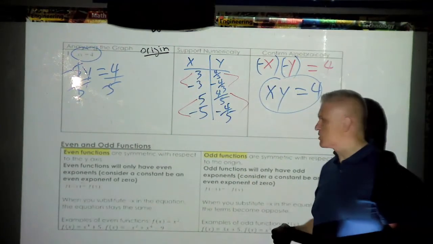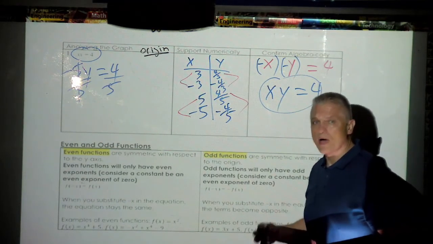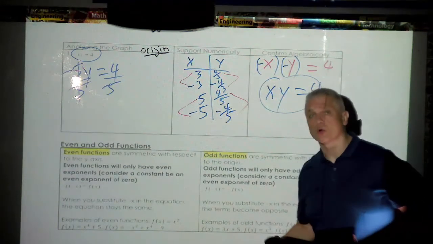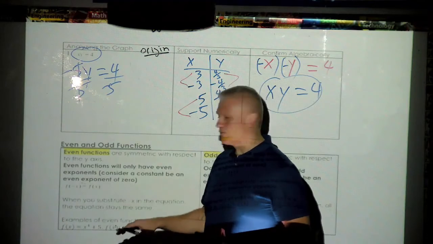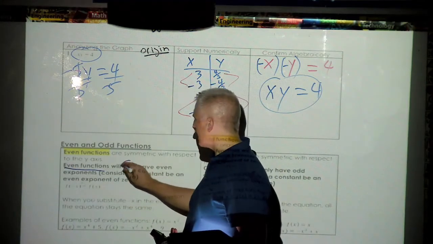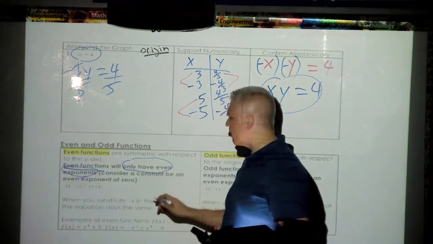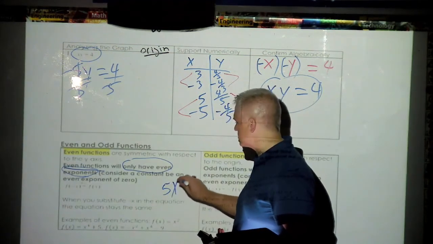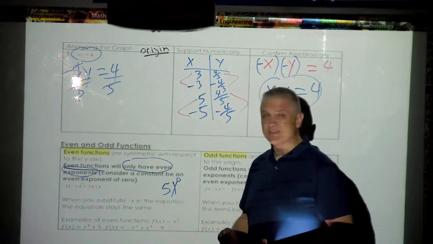This is our next application of that. Even functions are symmetric to the y-axis. Odd functions are symmetric to the origin. Here's a nice little cheat sheet for you, though. Even functions will only have even exponents. Now, a constant, like if it has 5, 5 is the same as 5 times x to the 0, because x to the 0 is just 1. Right? 0 is an even number.